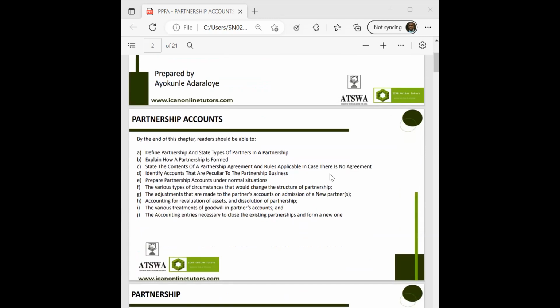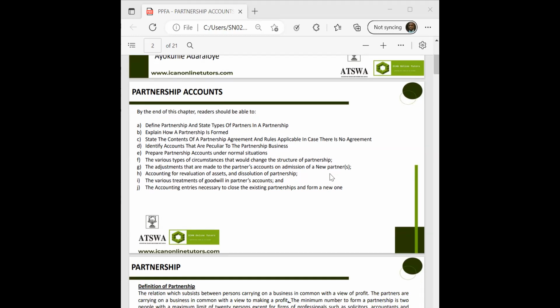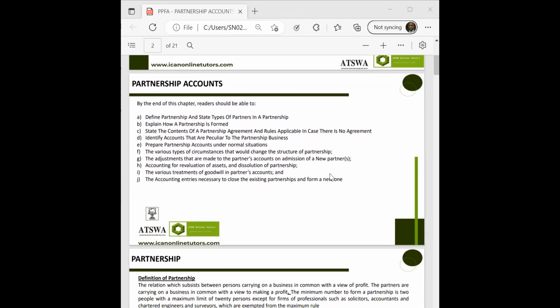So at the end of this class, we expect that you'll be able to define partnership and state the different types of partners in a partnership. Explain how a partnership is formed. State the contents of partnership agreements and rules applicable. Identify accounts that are peculiar to the partnership business. Be able to prepare partnership accounts under normal situations, and also when there are circumstances that would warrant a change in the structure of the partnership. Make some adjustments, accounting for revaluation of assets and so on, and the accounting entries.